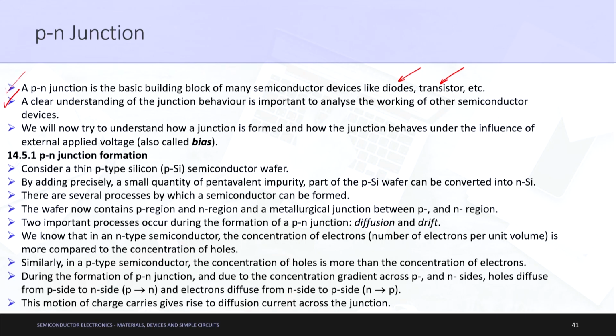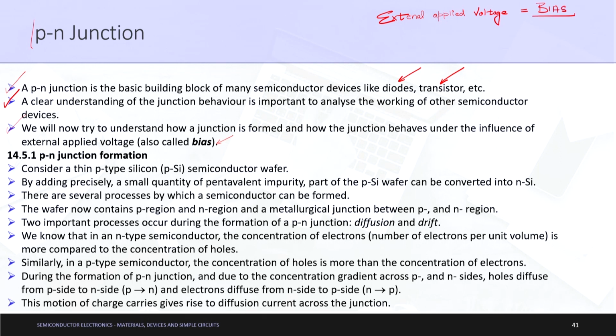So, we will now understand how the junction is formed. The junction is basically what is called the junction, and how the junction behaves under the influence of external applied voltage. Please remember, this external applied voltage is also called bias, because this is very important. We will understand the majority of the topics based on this bias concept only. So, please remember that external applied voltage is also called bias.